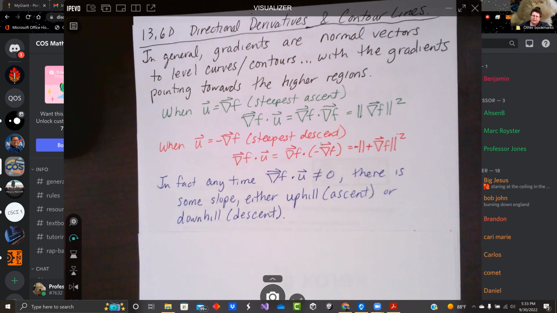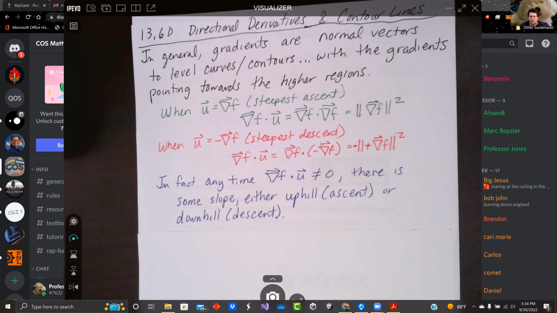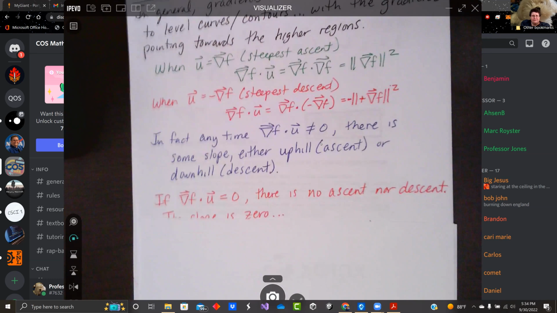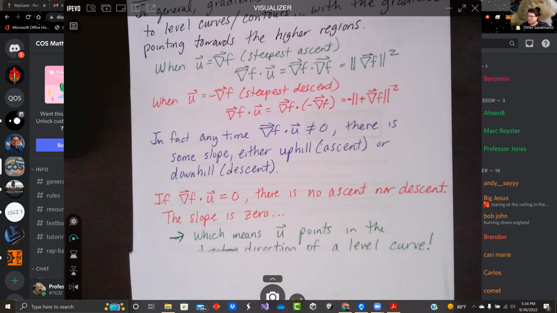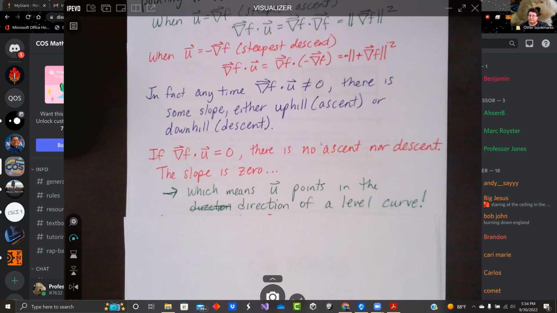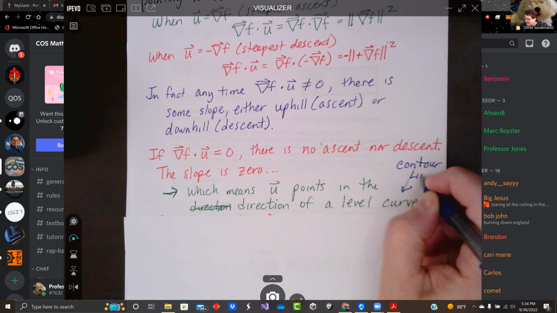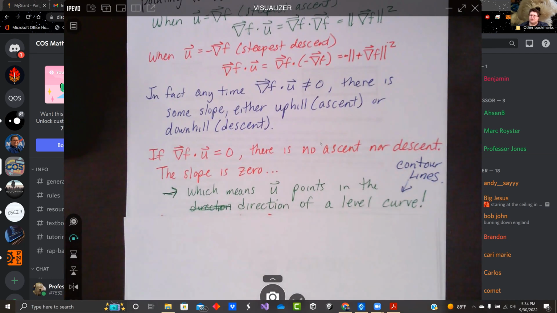Remember, contour lines means lines of the same height, which means there's no slope. You're not going up. The rise is zero. So we want the slope to be zero, and that's what we get when we do the gradient of f dotted with u. If we've got no slope, that means u is pointing in the direction of a level curve. Another name for level curve is contour lines. They say level curve because everything along that curve is at the same level.